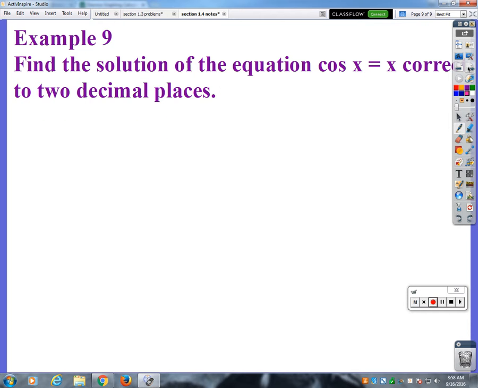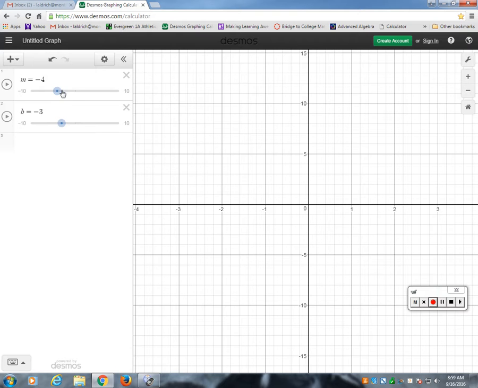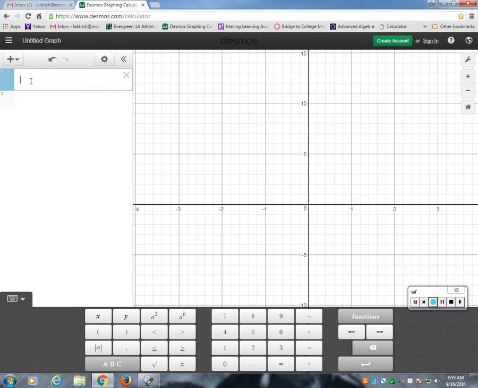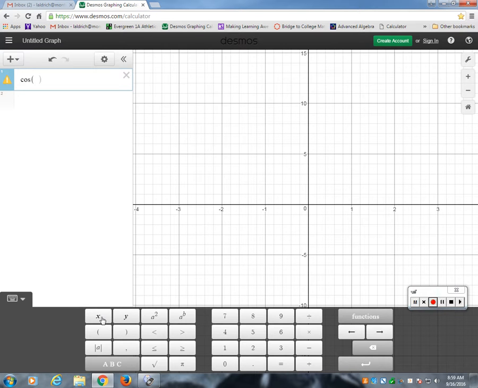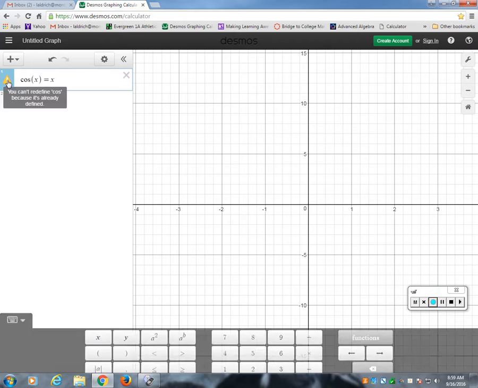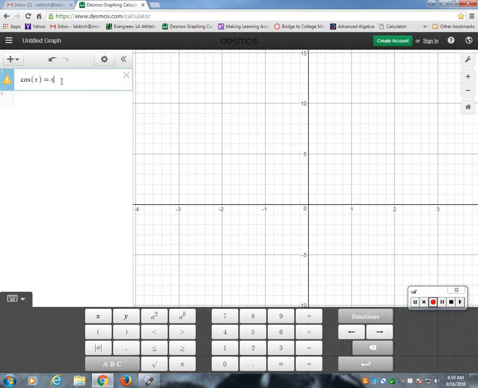Okay. Find the solution of, okay, so I haven't done this yet. Cosine of x equals x, correct to 2 decimal places. So, what happens when there's no, okay. What do you think? How do I do it? Cosine of x equals x? Yeah, do I just graph cosine of x equals x? I would assume so. Oh, what? No. That gives you the hazard. Okay, yeah, so that's no good.